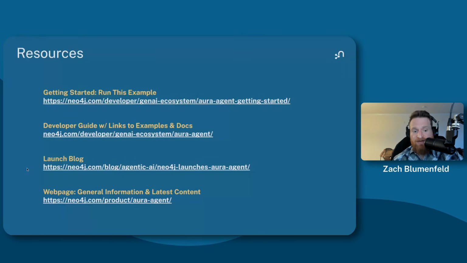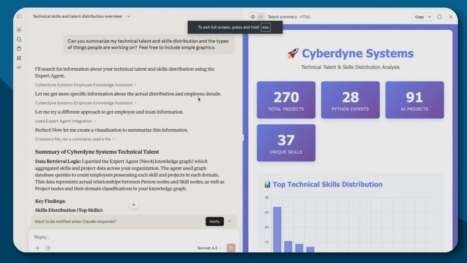We have a launch blog that goes over basically a lot of the same stuff that I did here. Also some customer stories and some other interesting things. And then the web page, which we keep up to date for general information on the product and all the latest content, different videos, other examples, Graph Academy course for free learning and all this other stuff. So that's our resources. And hopefully by now our results are done.